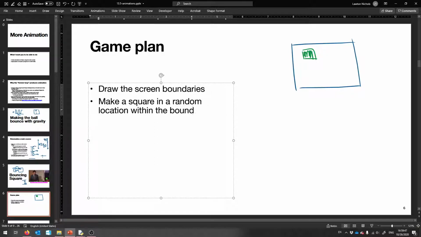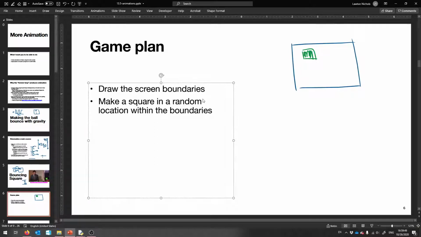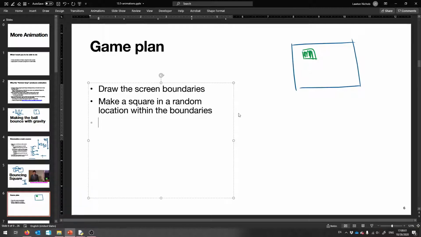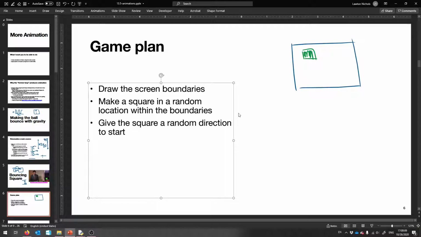And then we need to give this square a direction. So it's got to be like, okay, it's bouncing that way, or bouncing this way, or maybe it's going straight down. Who knows? It should be random, yeah? Give the square a random direction to start. Give it a little arrow. It's like, all right, you're moving this way to begin with, so please move that way.